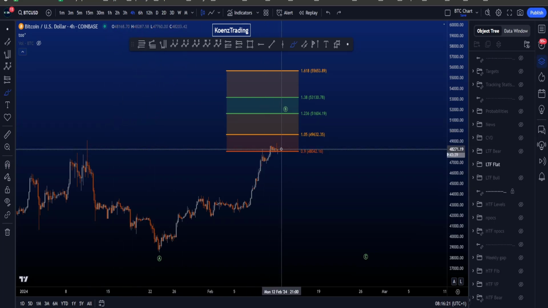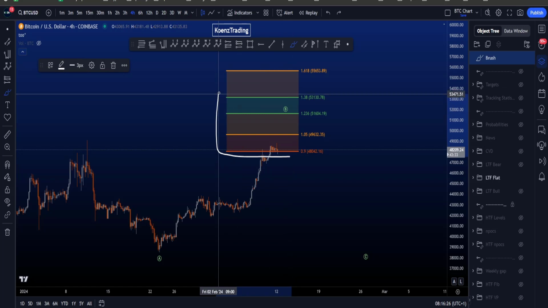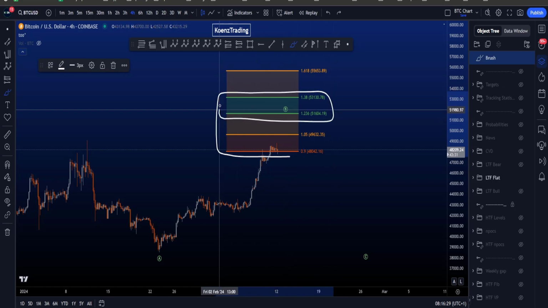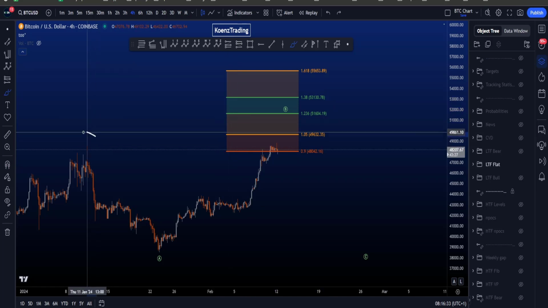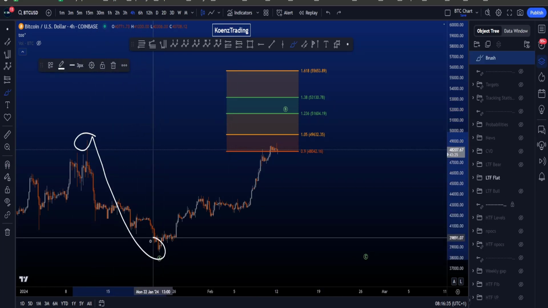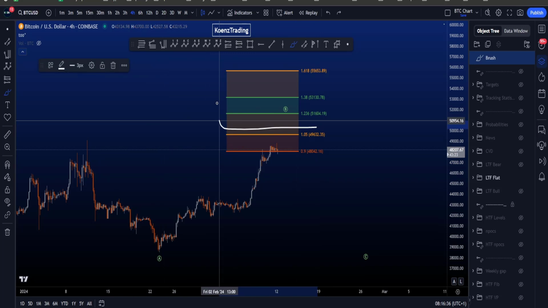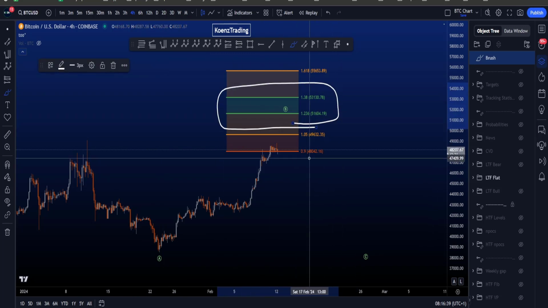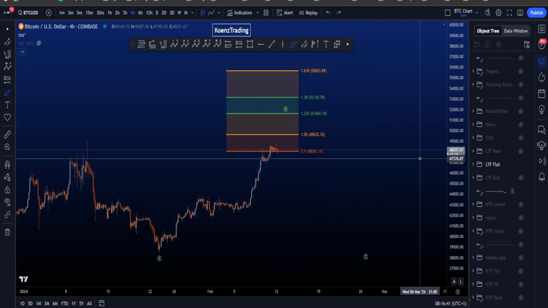Now, because the expanding flat is the most common flat, one always starts looking for the expanding flat. Most common target for an expanding flat wave B is between the 1.236 and the 1.38 Fibonacci taken from the high to the low of wave A, giving you a target area between 51.6k and 53.1k.